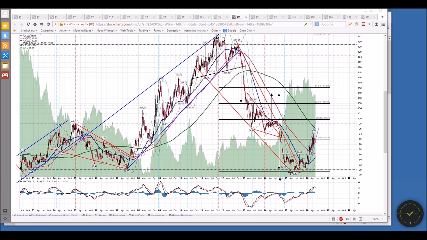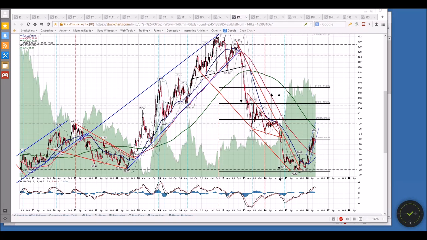Why? We were running out of wedge, so it was likely to break one way or the other fairly soon. We'd also made the full target on this rising wedge. The full target for a rising wedge is a retracement back to the beginning, and we'd made that target. That was 80.55, and we made it down to 79.46. At that stage, I was looking around.